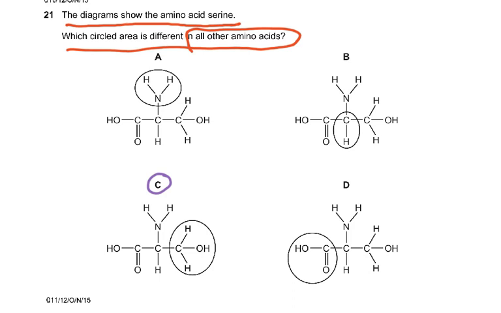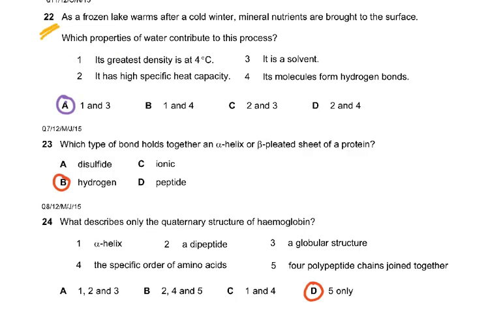So the answer was C because it's C double bond OH, and this is not the one which was different. The next question is about frozen lake walls. After a cold winter, mineral nutrients are brought to the surface. Which properties of water contribute to the process? 1 and 3. Number 1, greater density at 4 degrees, and number 3, it's a solvent.